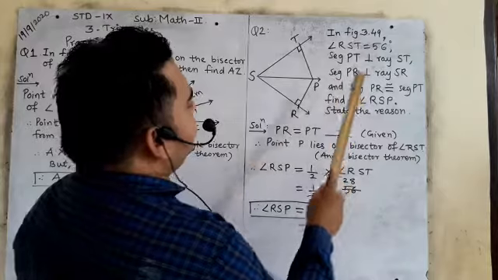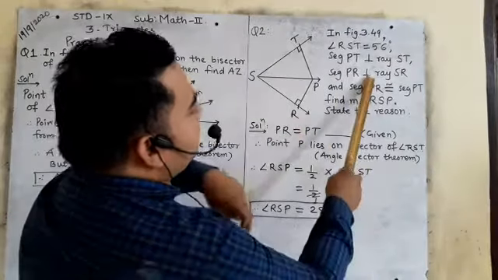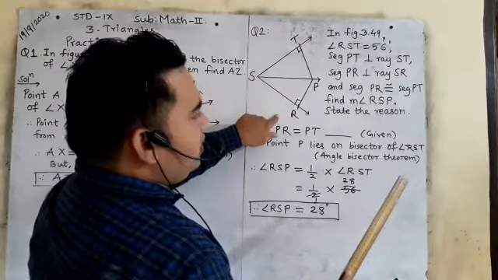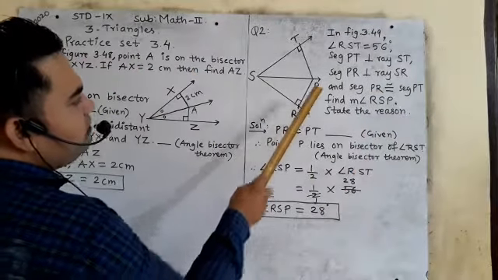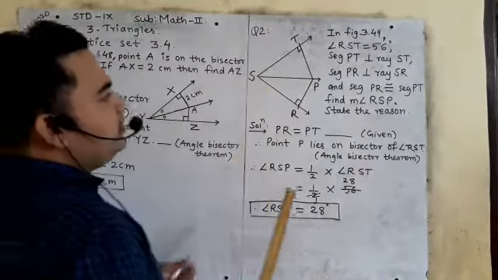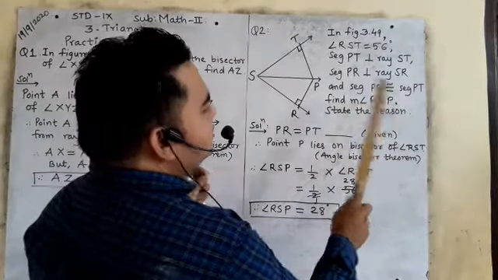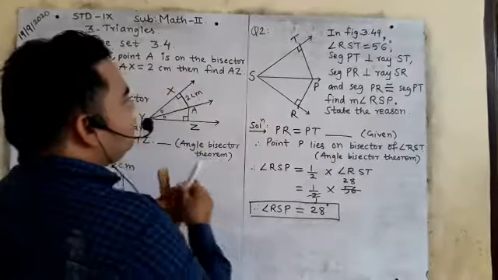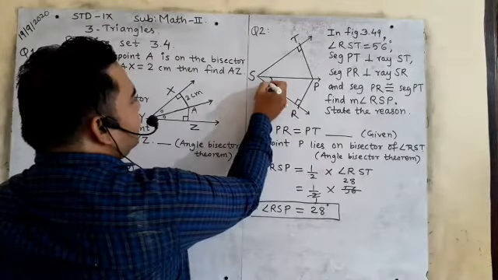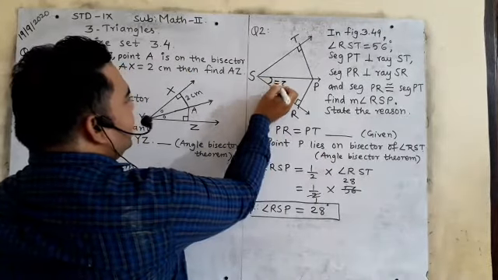Now see segment PR. Segment PR is also perpendicular to ray SR, and segment PR is congruent to segment PT. Find the measure of angle RSP. We have to find the measure of angle RSP. It means we have to find this angle.